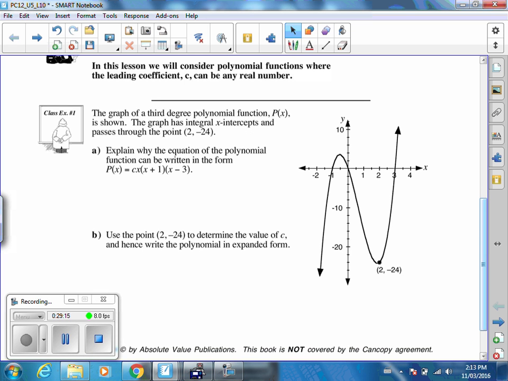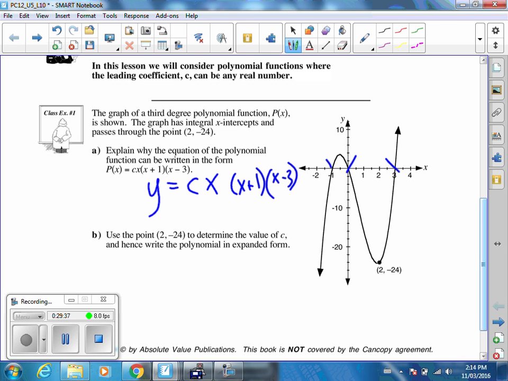It has integer x-intercepts and passes through the point (2, negative 24). So I can initially just go, okay, x plus 1, x, x minus 3. That's what I can see straight out. Now, that's it, but there's actually going to be a lot of different graphs that can do that. We want the specific one that goes through here.